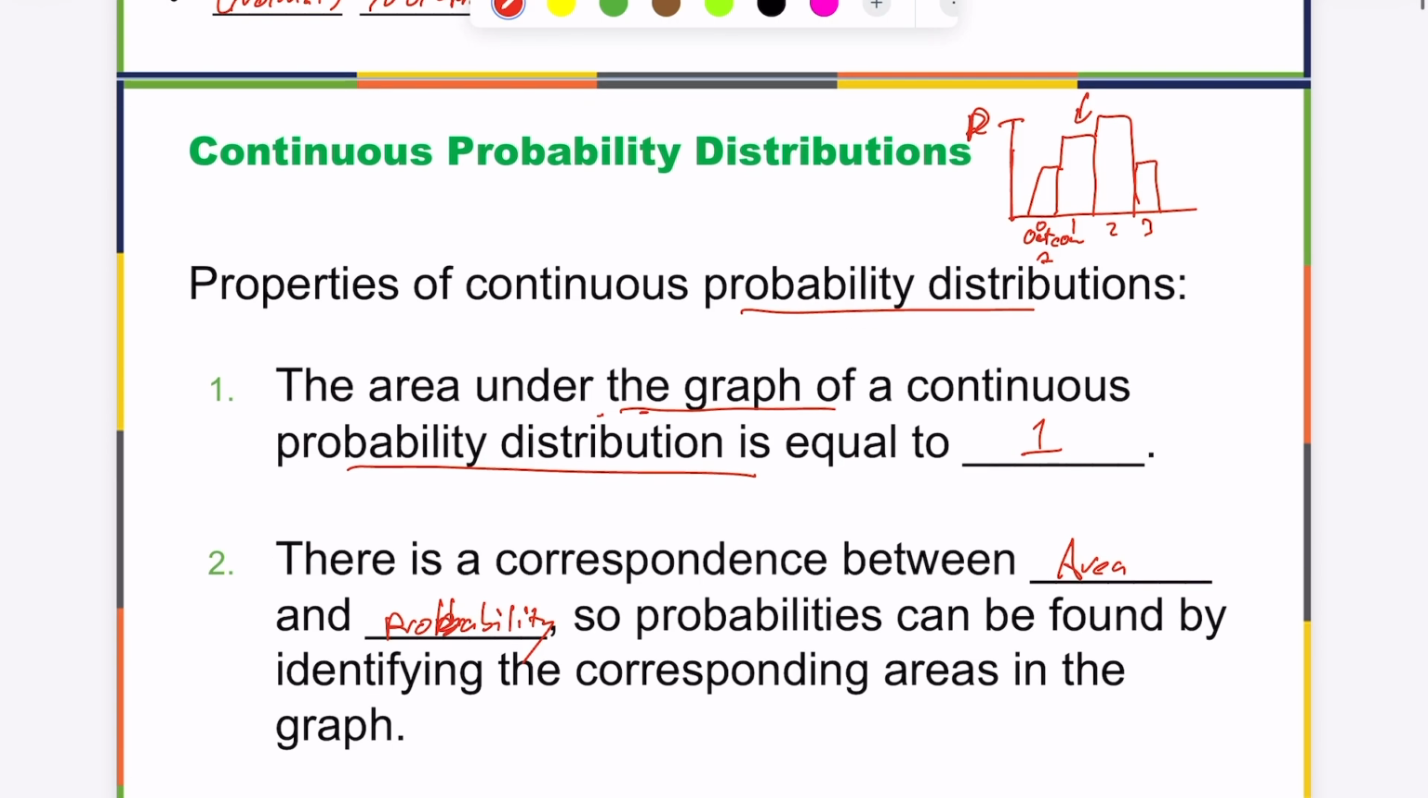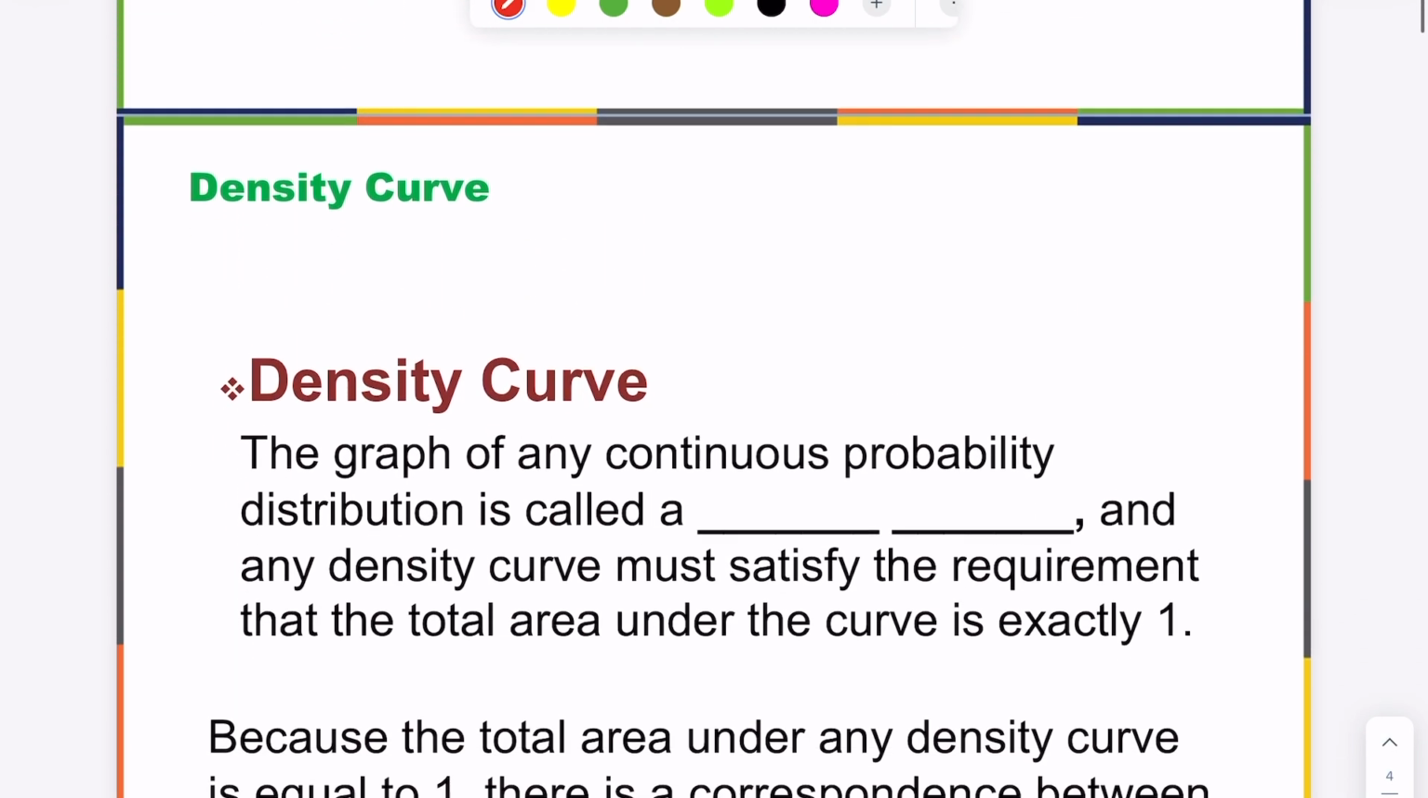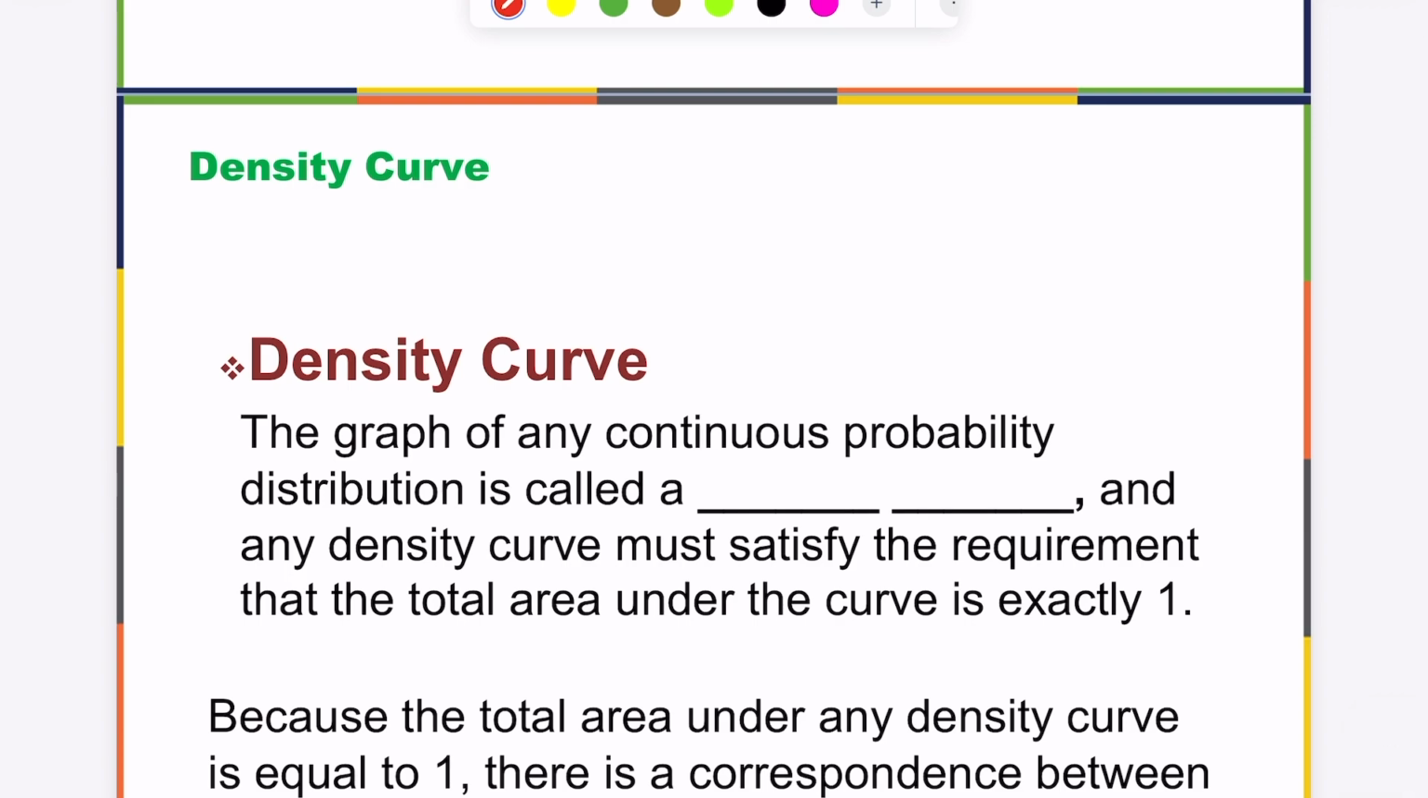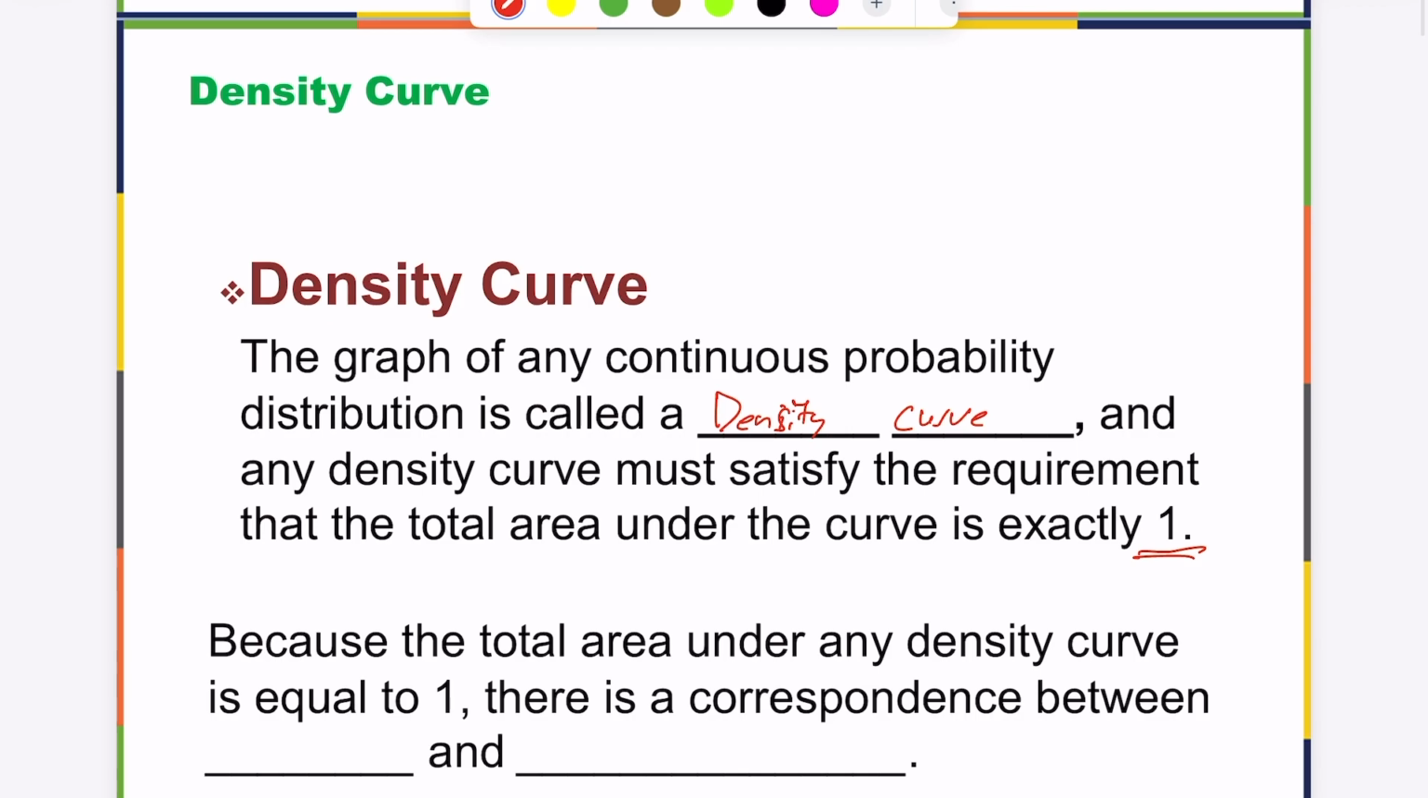Okay, so probabilities can be found by identifying the corresponding area of the graph. And that is the graph of what? The graph of the density curve. This is the graph that tells us about the probability distribution. The graph of any continuous probability distribution is called a density curve. And any density curve must satisfy the requirement that the total area under that curve is exactly 1. Because the total area under any density curve is equal to 1, there is a correspondence between, again, area and probability. And this is super important to understand.